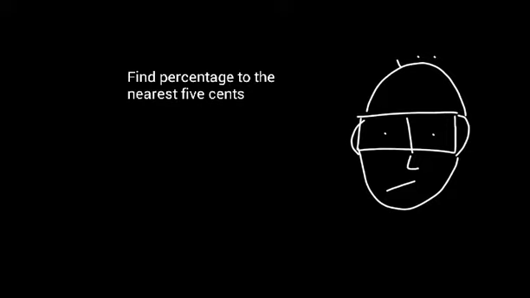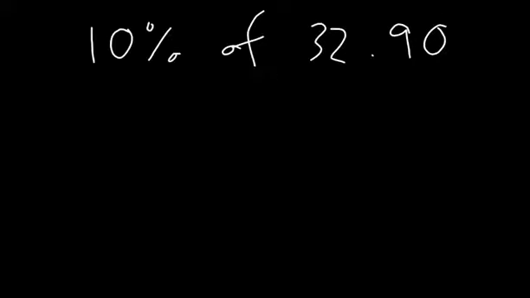I want to talk to you about using percentages to find a percent and also rounding off to 5 cents. This is mainly used when you're dealing with money because in Australia the smallest currency we have is a 5 cent piece. So let's say in this one that we've got 10% of 32.90.